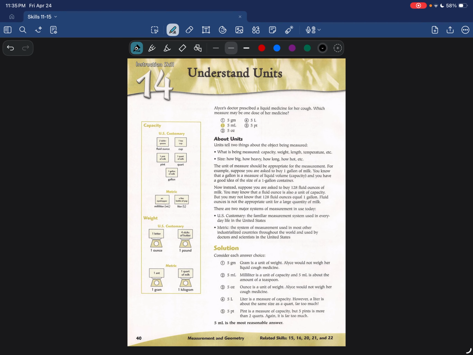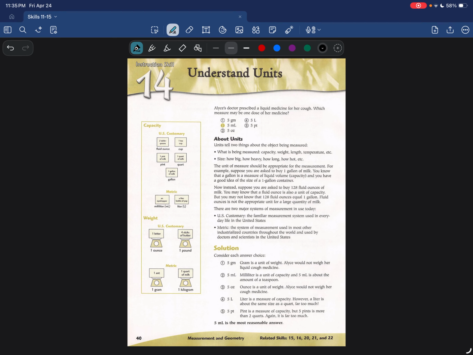Instruction Skill 14 is about understanding units, and we're talking about units of measurement. So let's look here at this box. We have some units of capacity and weight. Capacity refers to liquid. U.S. customary units of capacity, you have the fluid ounce, the cup, the pint, the quart, and the gallon. Metric, you have milliliters and liters.